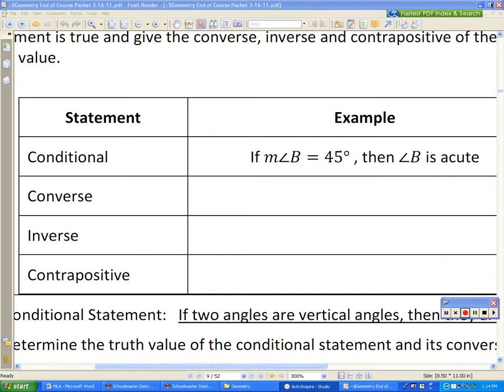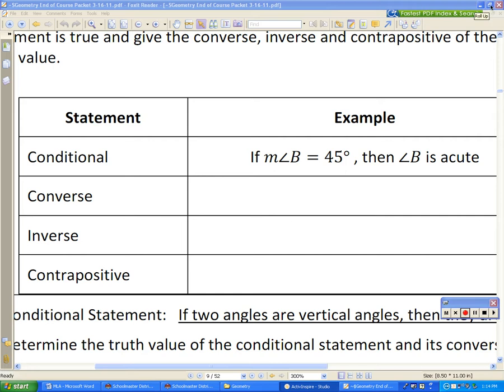So she said the converse, which is that if angle B is acute, then it's 45 degrees. The inverse is you do what to it? Make them both negative, put not in front. So if the measure of angle B is not 45 degrees, then angle B is not acute. And the contrapositive, what do you do for that? Put not and switch them. So if angle B is not acute, then its measure is not 45 degrees.